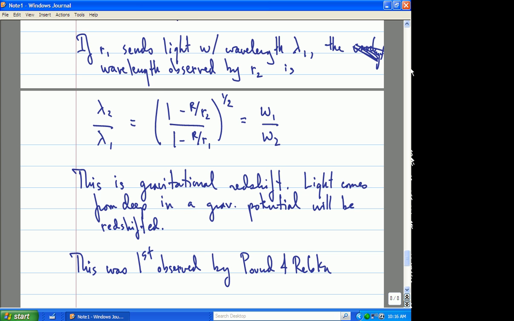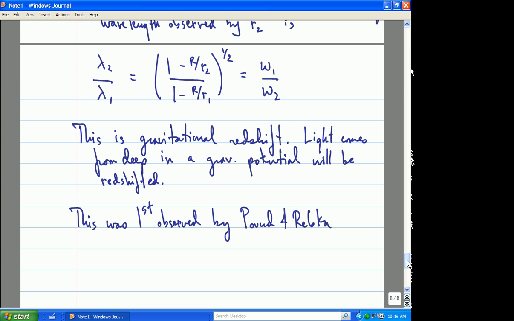So let's see, what are the implications of this? Well, light which comes from deep inside a gravitational potential will be highly redshifted. This is important in a variety of effects. So, for example, this is important in communicating with satellites, GPS, and so forth.